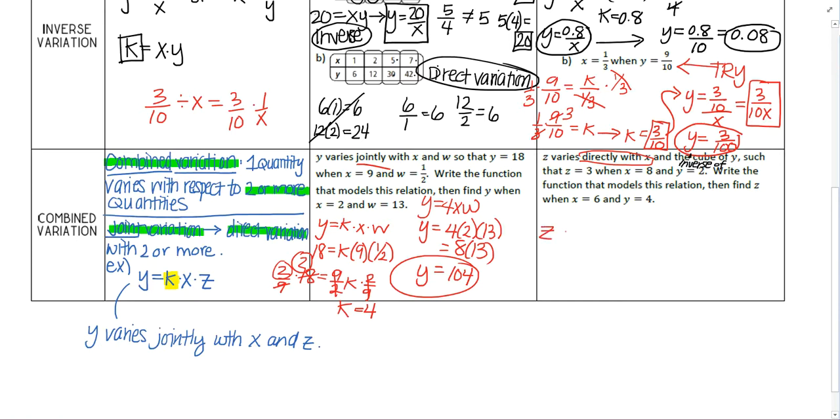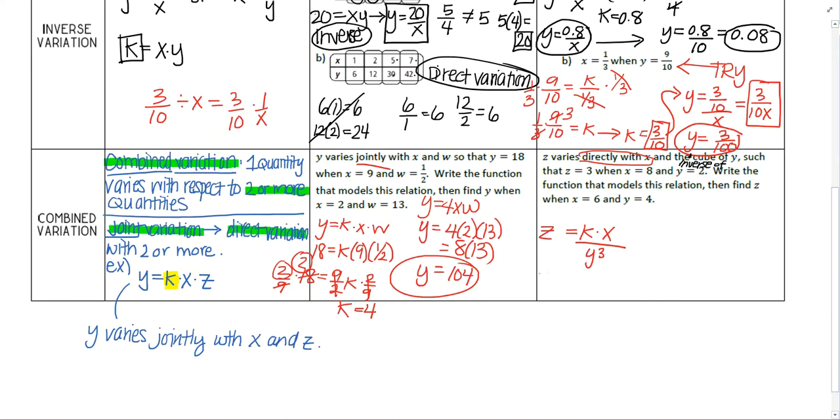So if we were to just do directly with x, it would look like this, k times x. But it's also inversely with the cube of y. So inversely tells you it's going to be in the denominator. And so in the denominator, you're going to put the cube of y, which is y cubed. The rest of this problem is pretty much the same. So we're going to plug in the information. It says such that z is equal to 3 when x is 8 and y is 2.